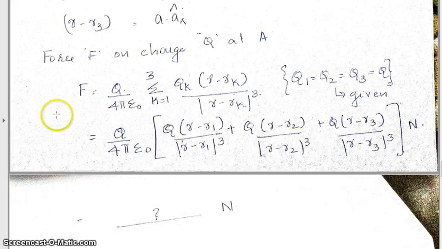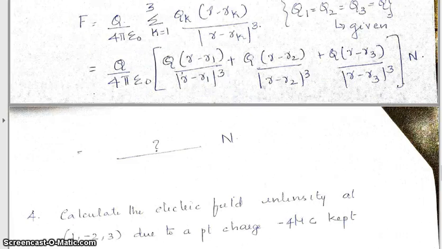And here the magnitude of R minus R3 is the square root of A square, that is A. Then you can write the expression for Coulomb's law. F is equal to Q by 4 pi epsilon, sigma K equal to 1 to 3, Qk (R minus Rk) by magnitude of R minus Rk, the whole cube, and this Q is my Q at point A, and this Qk is my Q at B, C, and D. Finally you can sum it. That much of Newton will be the answer.